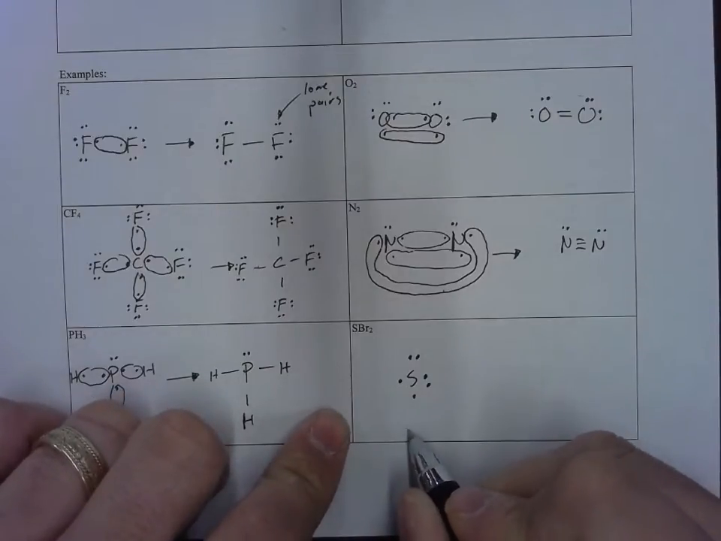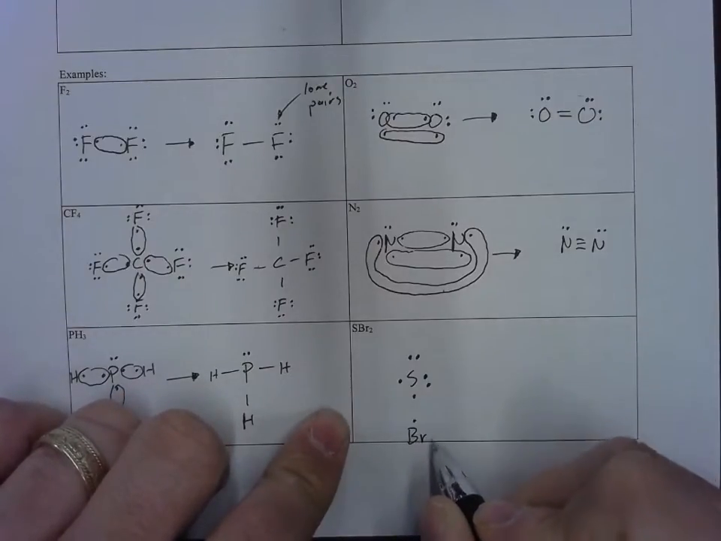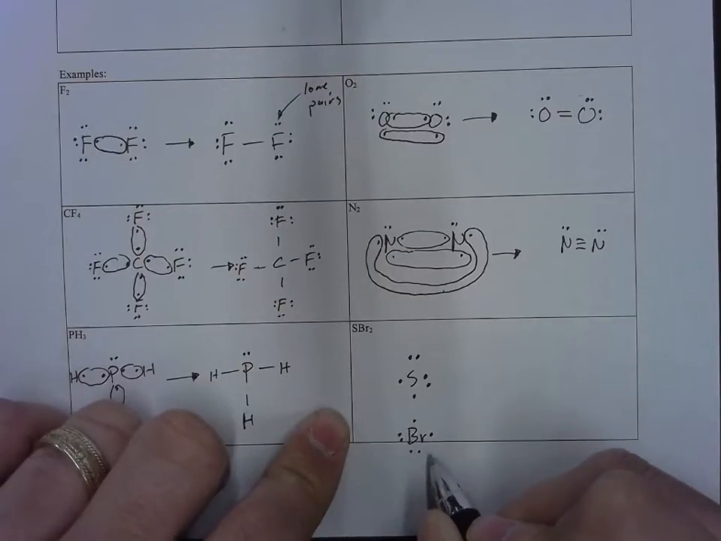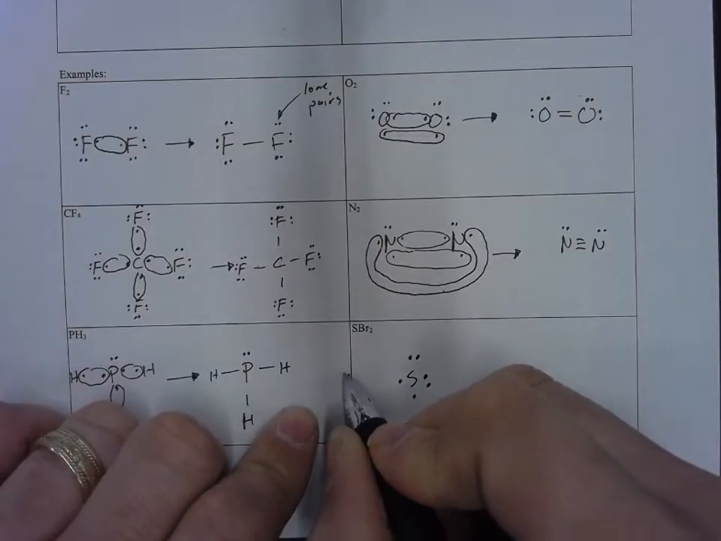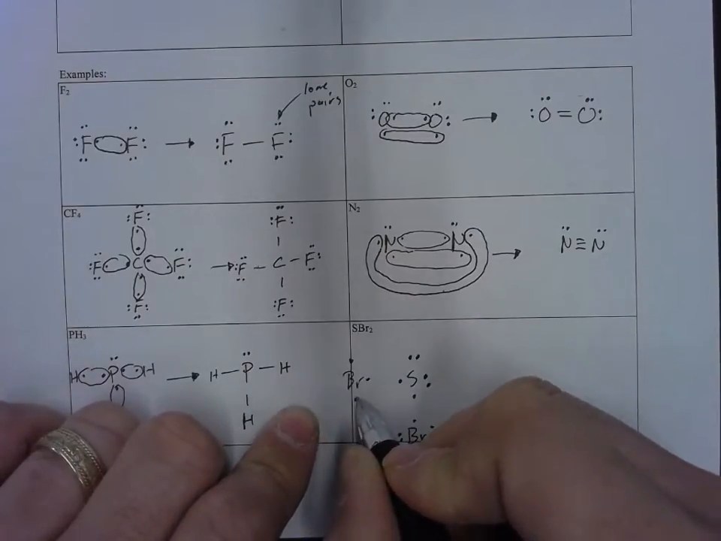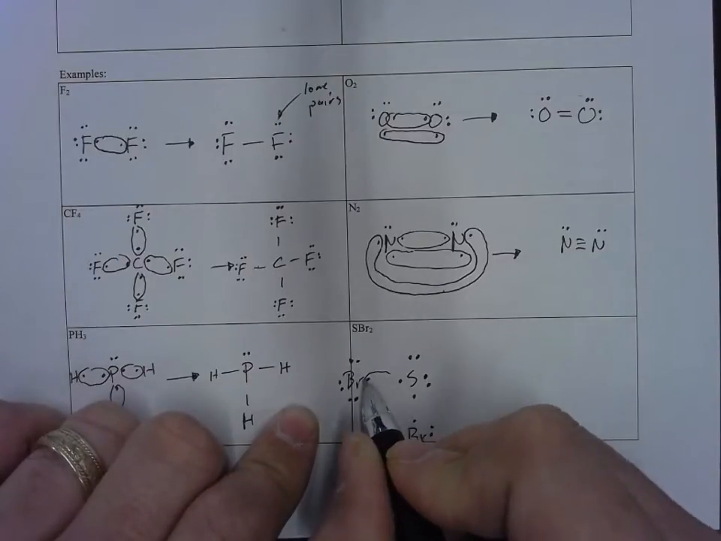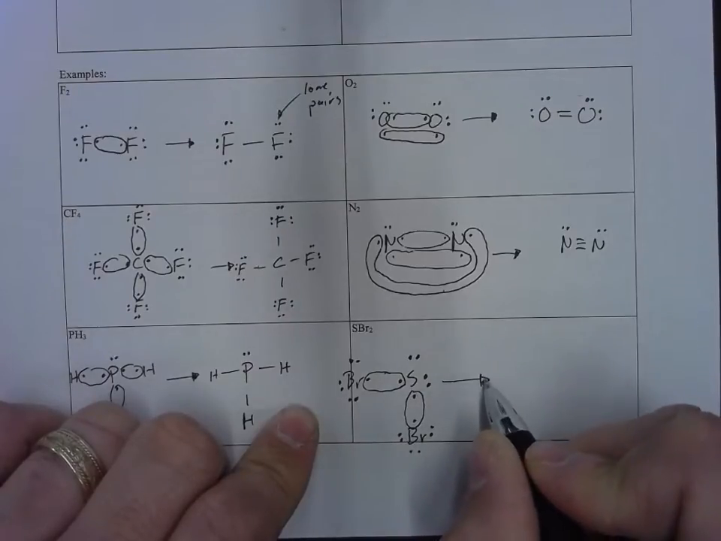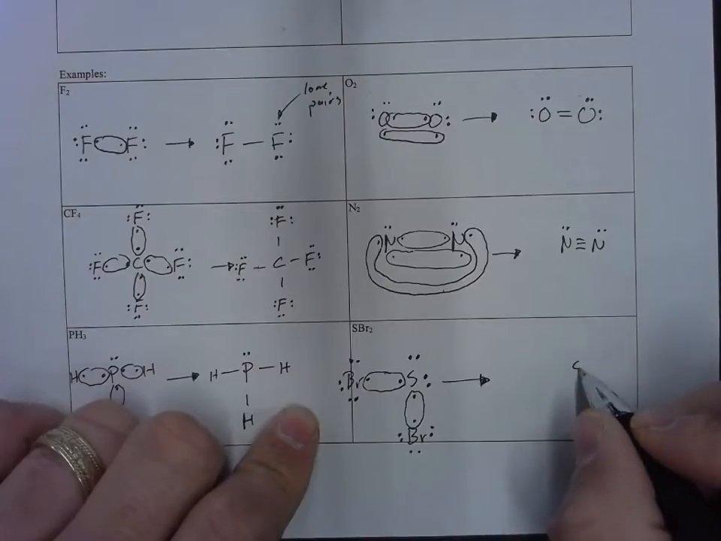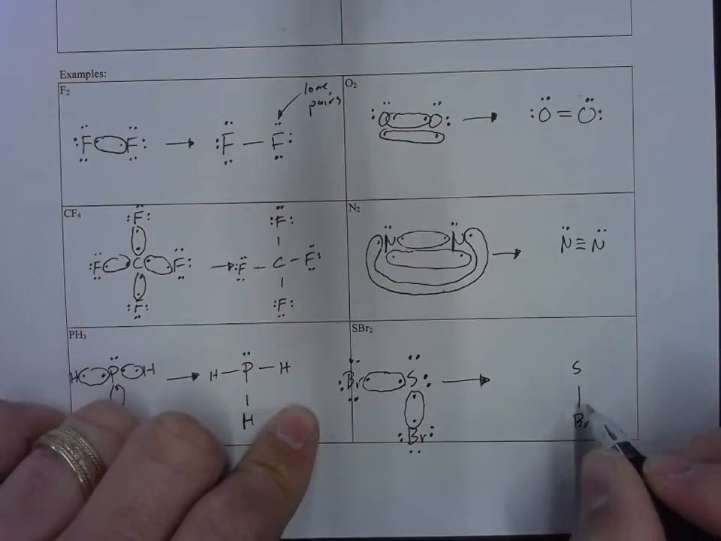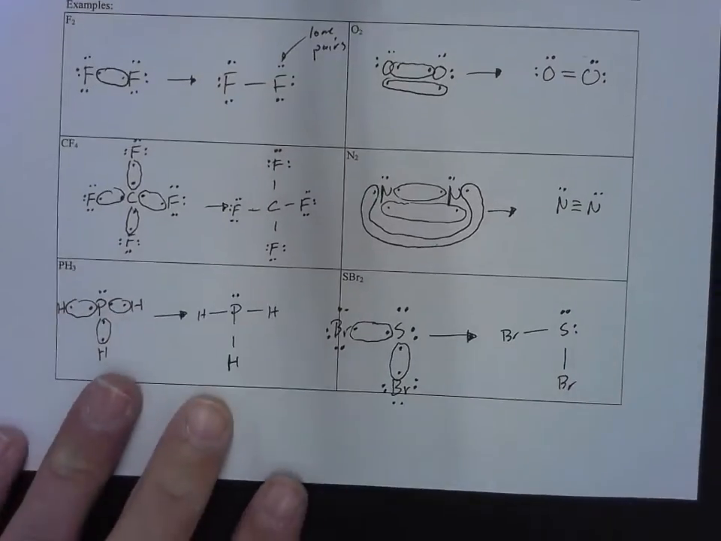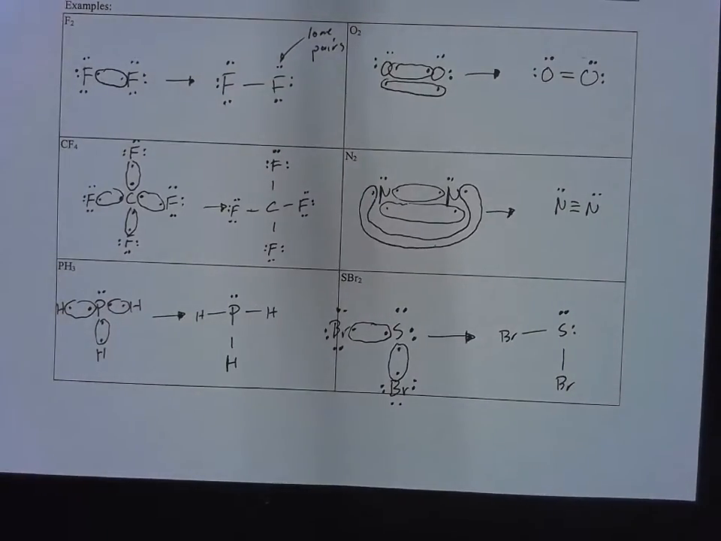Okay, bromine is a halogen. We know it's got 7. 1, 2, 3, 4, let's do this. 5, 6, and 7. And over here, 1, 2, 3, 4, 5, 6, and 7. Okay, that forms a bubble. That forms a bubble right there. Okay, so now we can just write out S, Br, and Br, and 1, 2, 3, and 4.